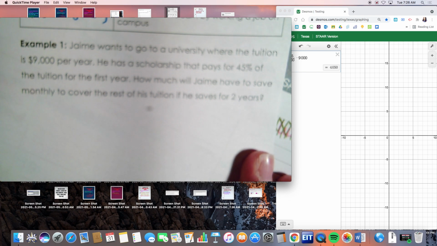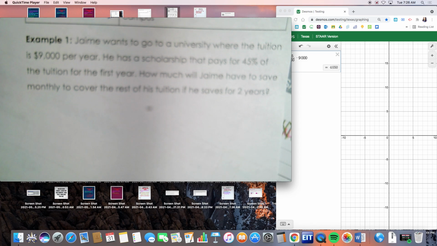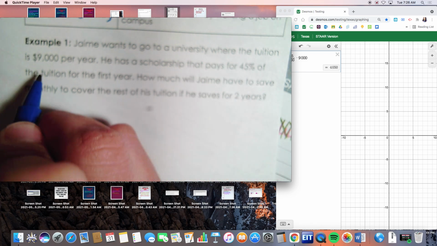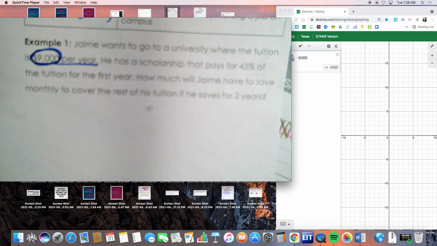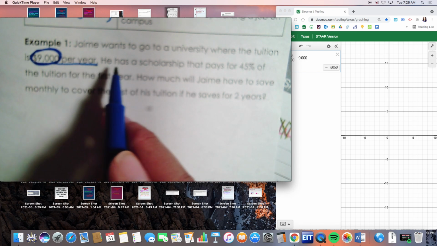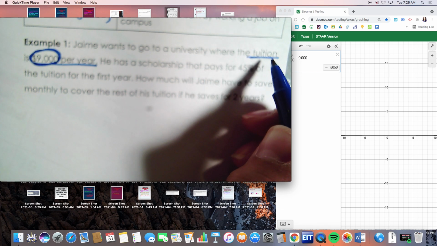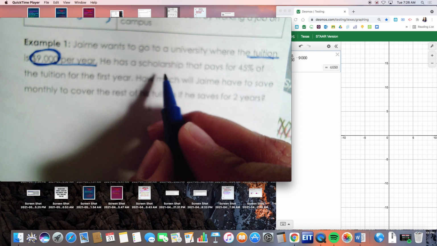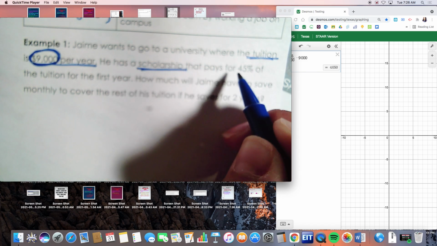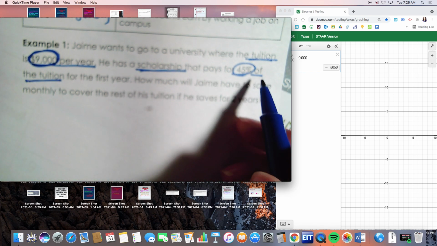All right, so we're going to go ahead and read a problem and figure out how to solve. So Jamie wants to go to a university where the tuition is $9,000 per year. If you see a number, you need to circle it, and then important words need to be underlined. For example, tuition, we know that's how much he's going to pay for college. He has a scholarship, remember that's free money, that pays for 45% of the tuition.